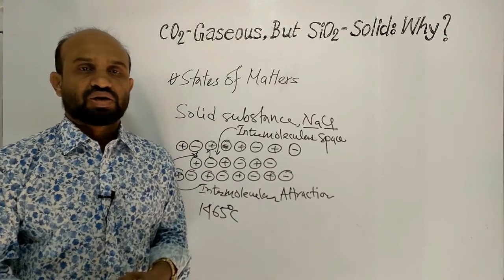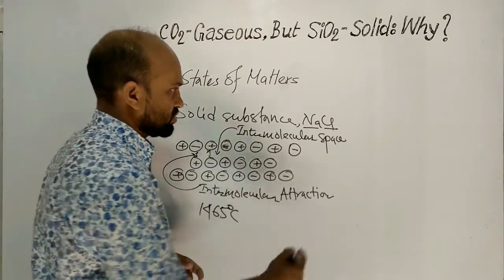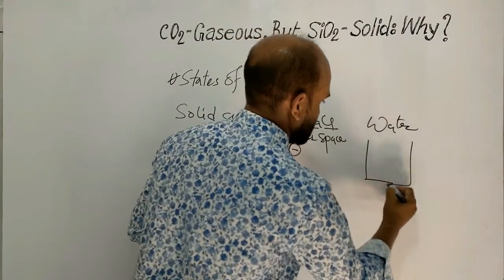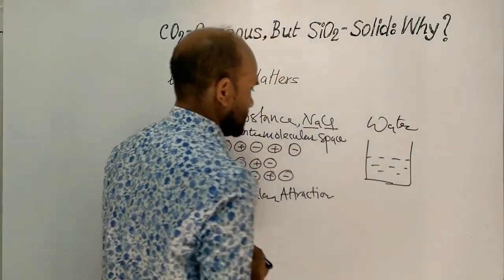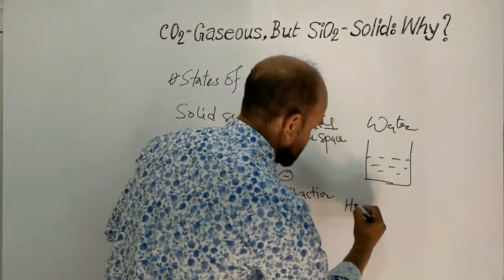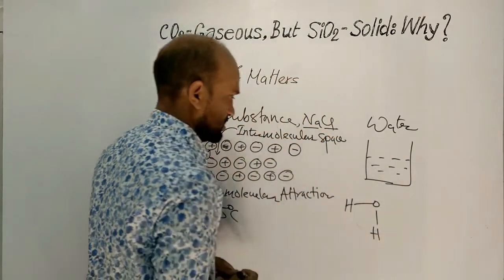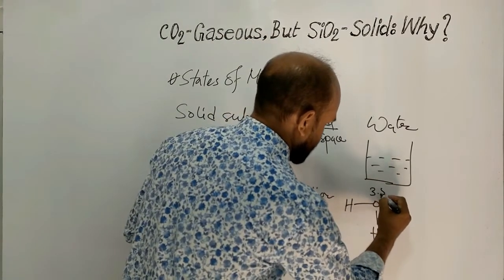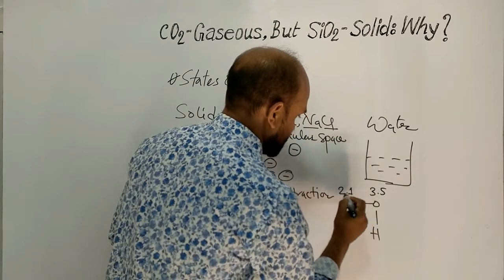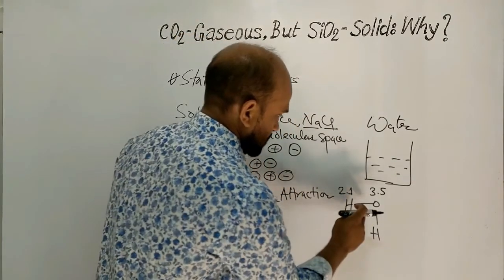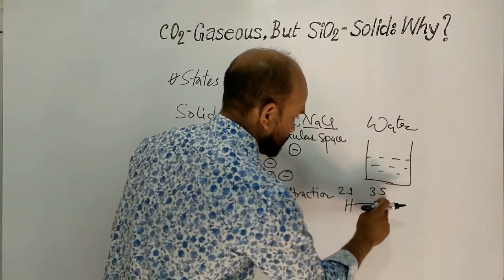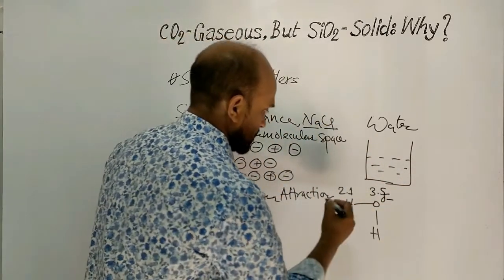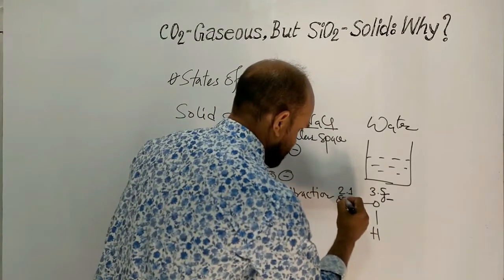Now let's see the structure of a liquid substance. For example, water. The structural formula of water is this. The electronegativity of oxygen is 3.5, hydrogen is 2.1. So covalently bonded electrons move towards oxygen. That is why oxygen gets negatively charged and hydrogen gets positively charged.